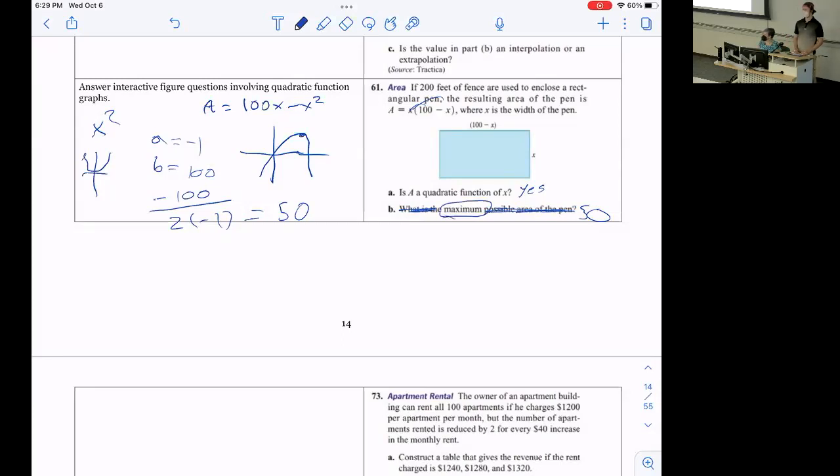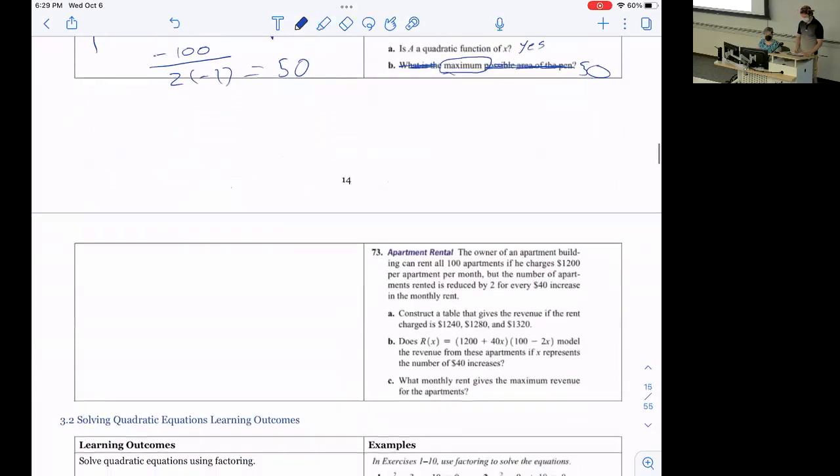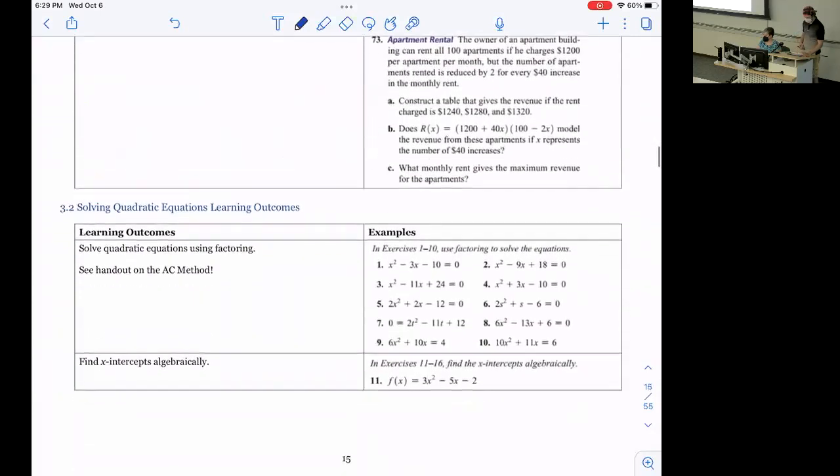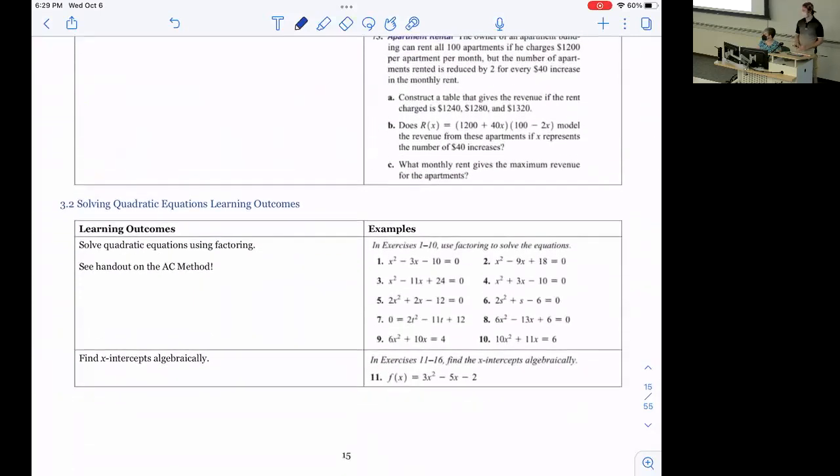Does that help? Don't get intimidated by the word problems. I know it's kind of hard. It's easier just to say that. Any questions on 73, or are we ready to move on to the next section?